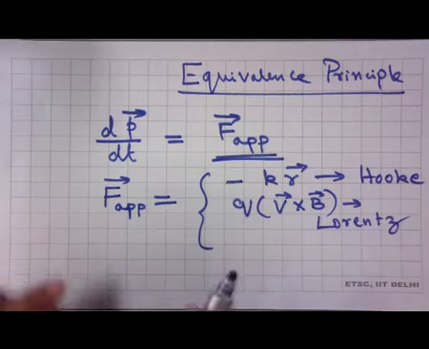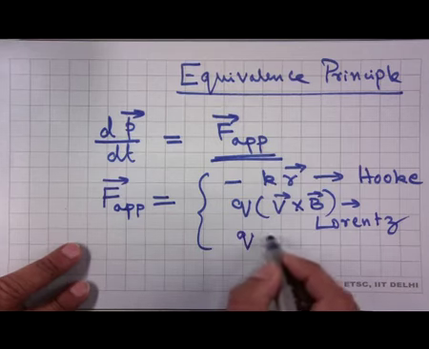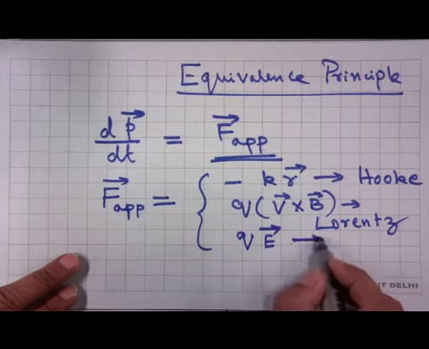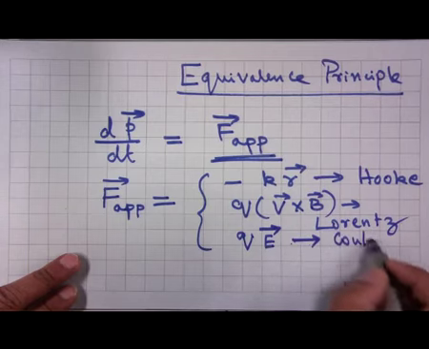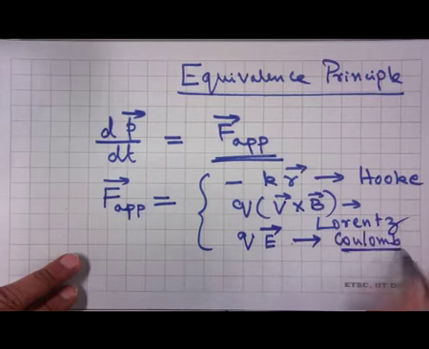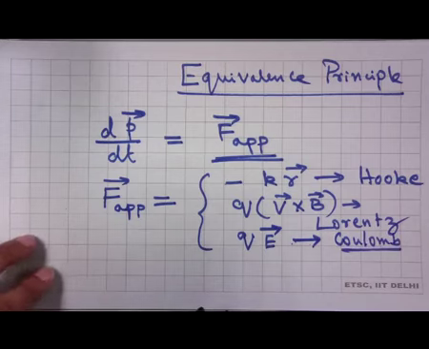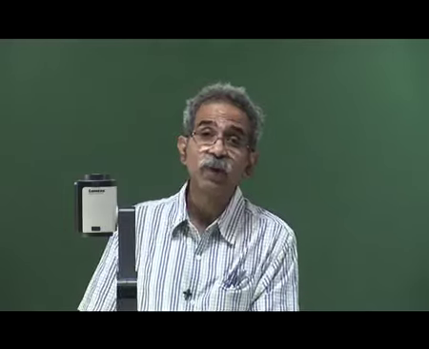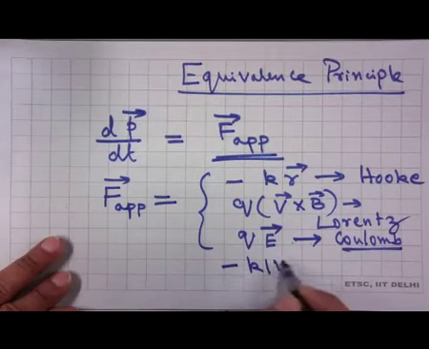Motion of a particle in a magnetic field. I will write QE, and this is Coulomb. In an electric field, this is the force which is experienced. I can write a whole lot of things. For example, there is a frictional force which is proportional to velocity, minus K mod V.